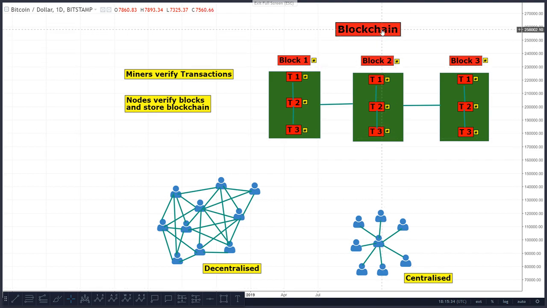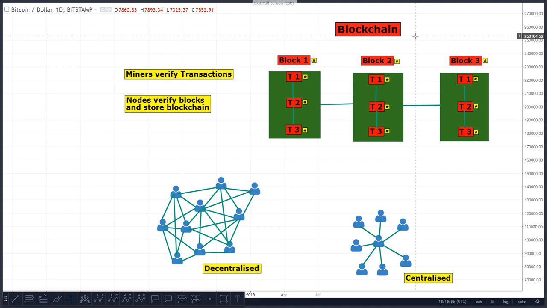Blockchain is essentially a list of transactions of a particular asset. And it's essentially a receipt of every transaction that's ever happened, and it's all stored online.